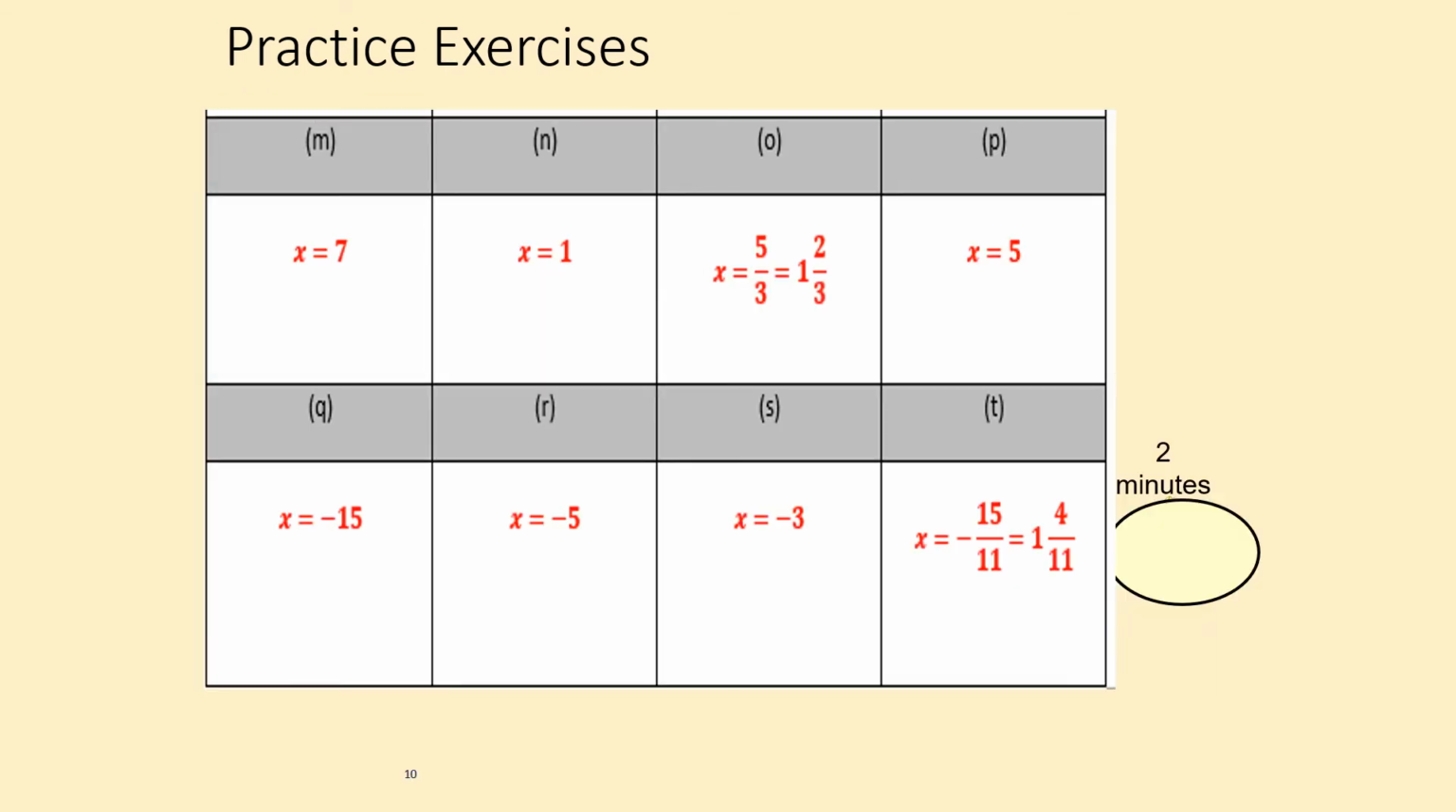Okay, now mark the answers. On O and T, the mixed number and the improper fraction are both possible answers.